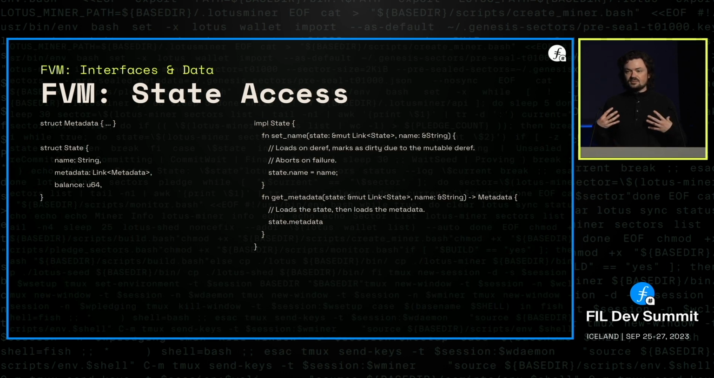Currently with state in the built-in actors, we very explicitly load objects, store objects, dereference CIDs, load HAMTs, stuff like that. I would like to move to something more like this, where we just define a few structs, and then the structs can have links to other structs, and then these links auto-deref.